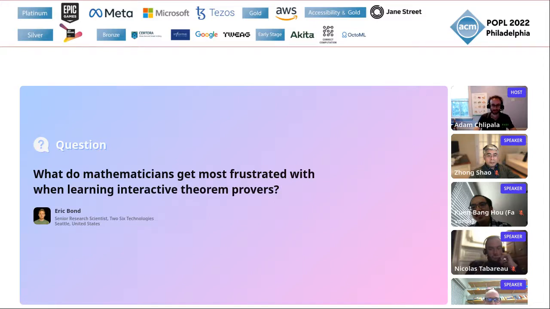I was very surprised to discover this, that there's a tactic called apply, right? Which, if you have a hypothesis P implies Q, will turn a goal of Q into a goal of P. And there's a tactic called rewrite, where if you have a hypothesis P if and only if Q, it will turn a goal of P into a goal of Q.